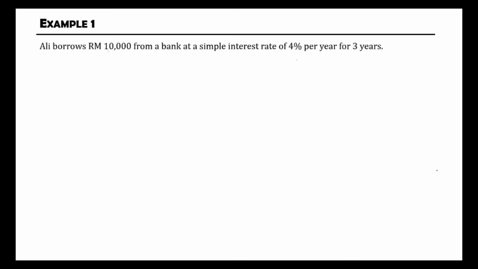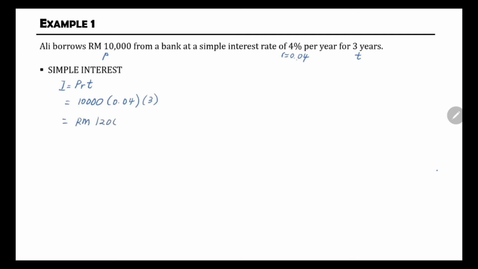Example 1. Ali borrows 10,000 ringgit from a bank at a simple interest rate of 4% per year for 3 years. We know that 10,000 is the principal. At a simple interest rate of 4%, this is R. R is 4%, so 4 over 100 is 0.04. And the duration is 3 years, so T equal to 3. Find the simple interest. Simple interest is given as I equal to PRT, where P is 10,000, R is 0.04, and T is 3 years. This gives a simple interest of 1,200 ringgit.